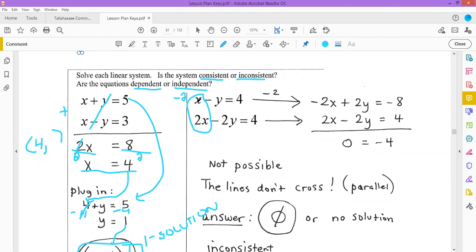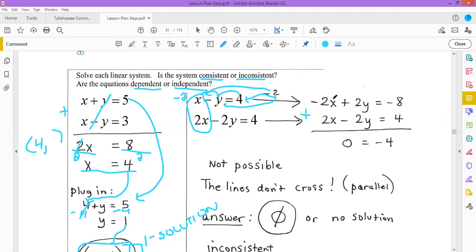So we have to change this first term, but whatever we do to the first term, we must do to the other terms as well. So we're going to multiply everything in this top equation by negative 2. So that top equation is rewritten as negative 2 times x, that gives us negative 2x, negative 2 times minus y, that gives us positive 2y, and then negative 2 times 4 on the right side of the equation, that gives us negative 8. The second equation stays the same, so we just recopy it.